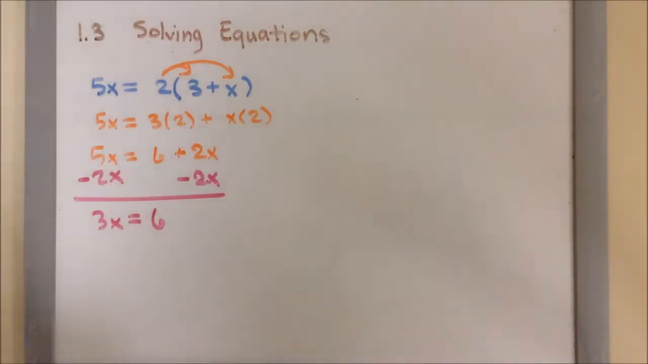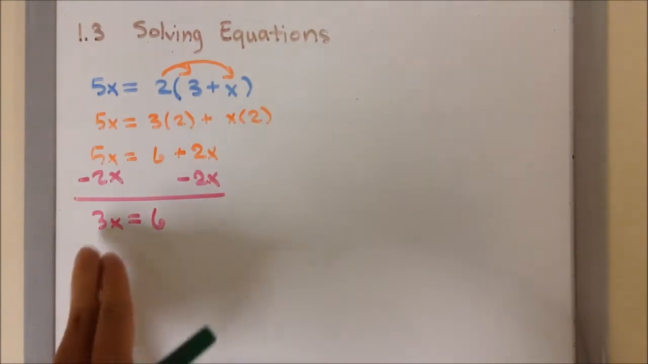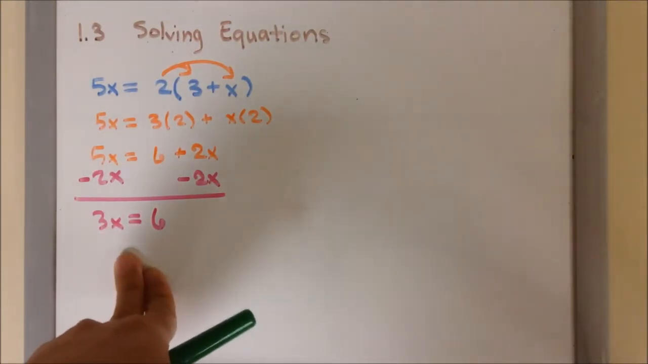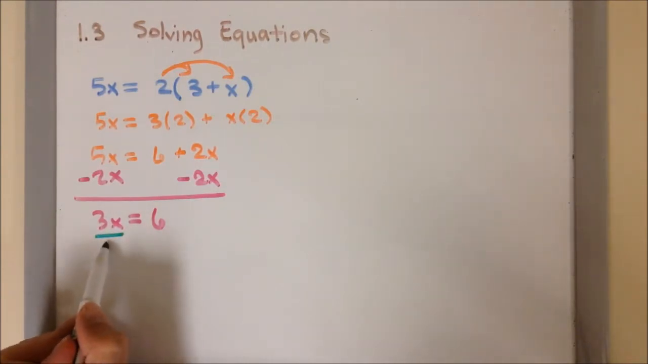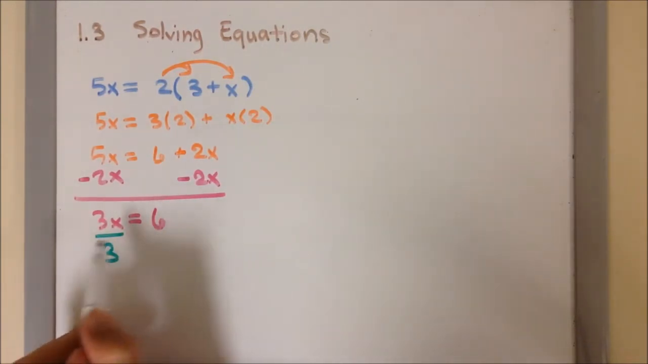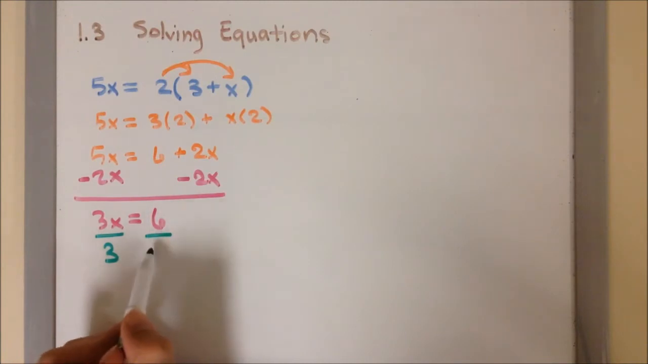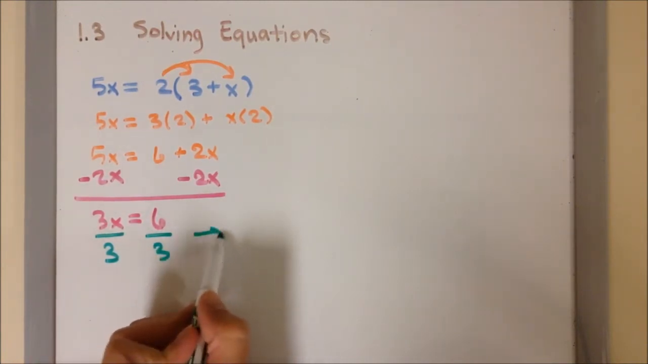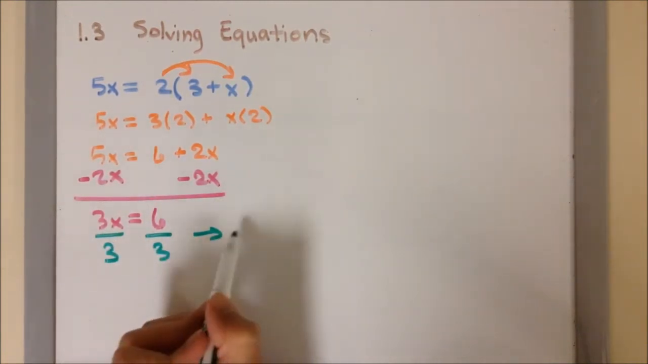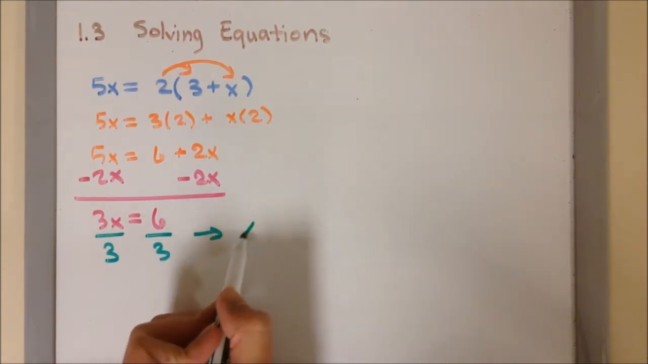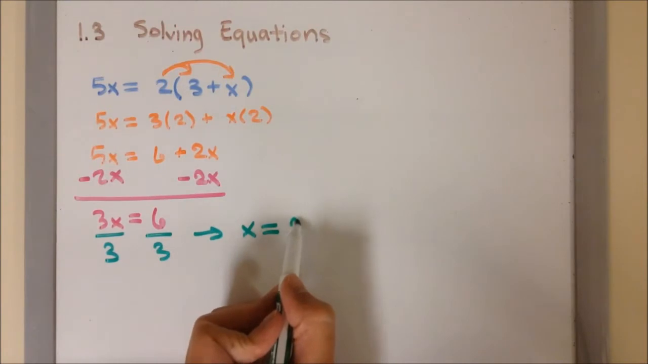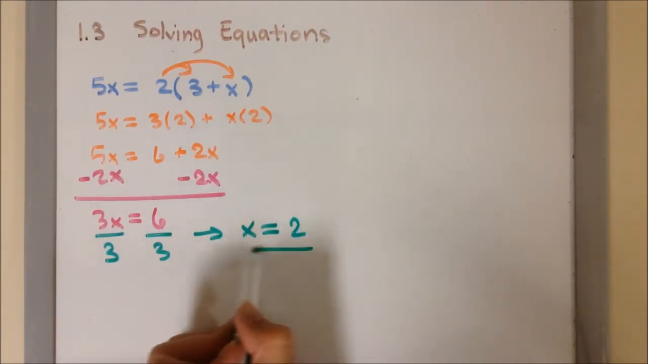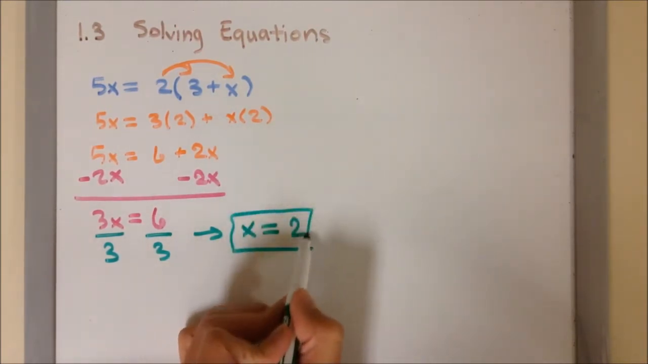Now, I am almost done. I need to get x by itself. There's a 3 in front of it. It's 3 times x. So the opposite of multiplication is division. So I'm going to divide by the number in front of x, which is 3. Since I did it on the left side, I have to do the same thing on the right side. So 3x divided by 3 would simply be x, or 1x. 6 divided by 3 is 2. So our final answer is x equals 2.